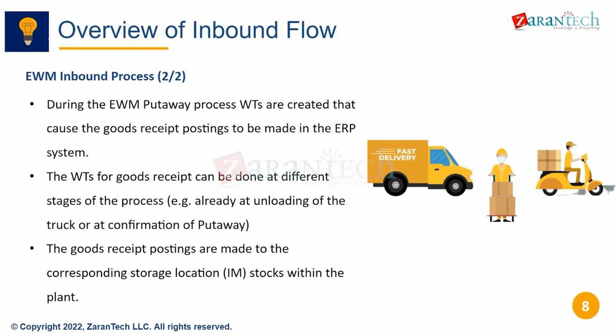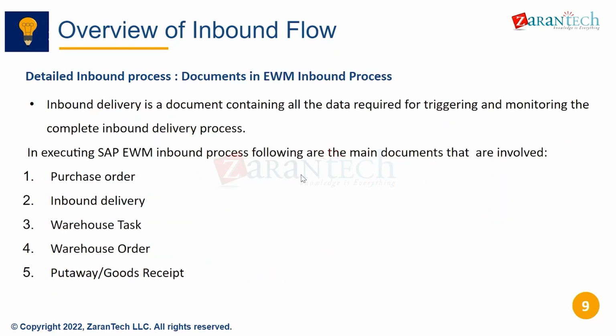Now you can see here some documents: purchase order, inbound delivery, warehouse task, warehouse order, and the putaway and goods receipt statuses back in the EWM and also back to the ECC system. Once the statuses are completed, the posting change documents will be sent again through the warehouse task. As I explained yesterday, this warehouse task document will be created to do any movements from one bin to another bin.